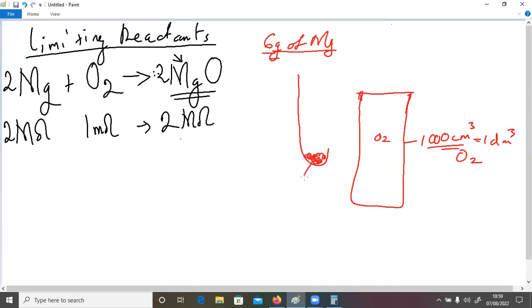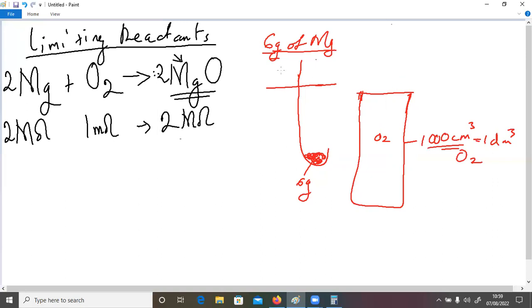This is our 6 grams of magnesium, which is a silvery shiny strip of metal. And this particular apparatus has a cover which, when I lower it over this gas jar, will close here so that we don't get any more oxygen coming in. I hope that makes sense. So this is a cover. This is a glass cover.